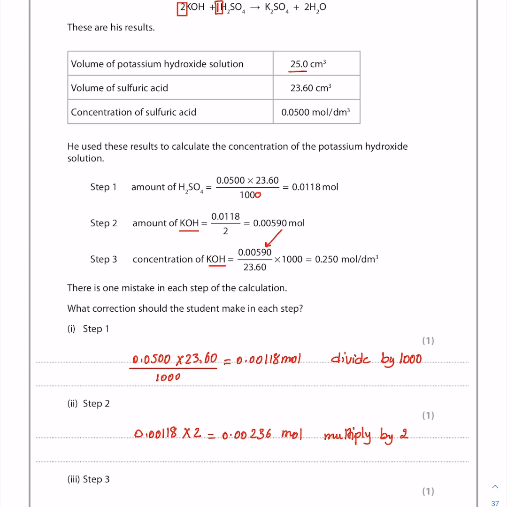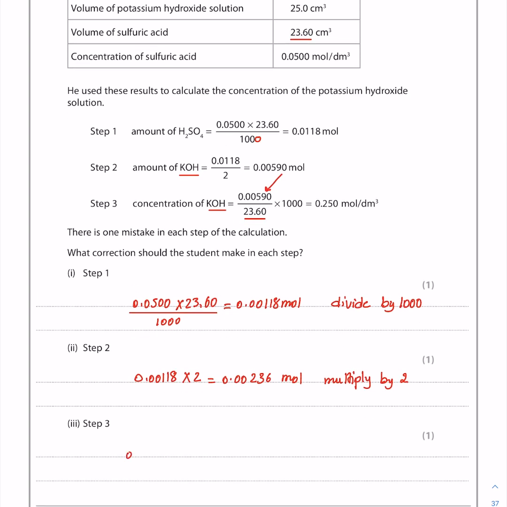طيب step 3 المفروض ان هو بياخد المولز اللي طلعها من step 2 ويعملها dividing على الفوليوم بتاع البوتاسيوم هيدروكسيد اللي هو 25. هو عمل dividing على الفوليوم بتاع السلفوريك اسيد اللي هو 23.60. يبقى هنا الكوركشن ان 0.00236 مولز من البوتاسيوم هيدروكسيد must be divided على كام يا ولاد؟ على 25 not 23.60.